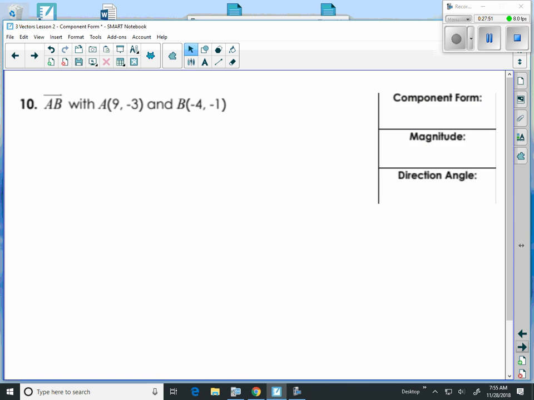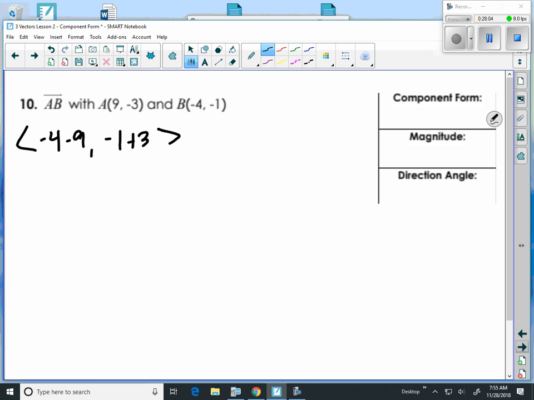All right, number 10. First thing we do is find that component form. So we have -4 minus 9 for our x's, and our y's, -1, and that would be +3 because you're going to have a double negative, subtracting a -3. So it'd be -13, comma 2. Which quadrant are we in? Yep, quadrant 2, because it's a -13 and a +2, so that's negative positive.